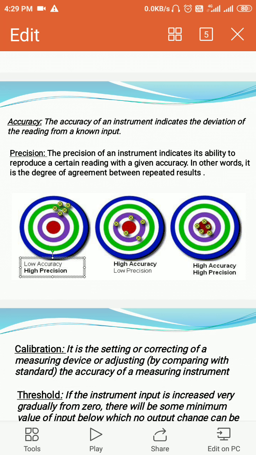Correct? If you see the second diagram, the 5 points are close to the red target point. Since they are close to the target point, it is called accuracy is high. But all the 5 points are far away from each other.